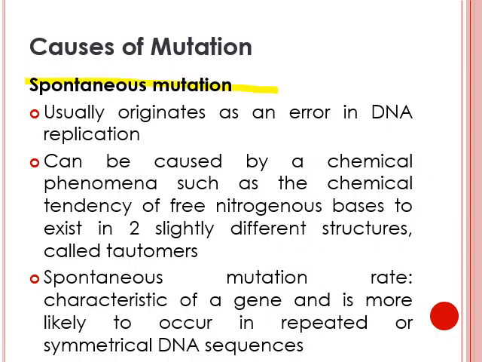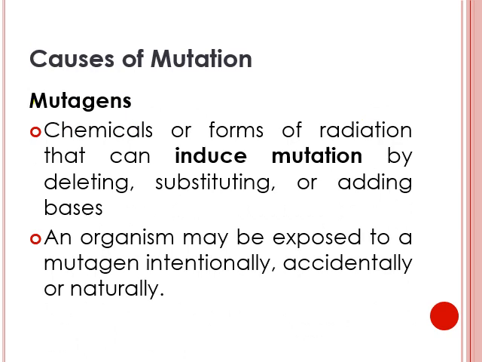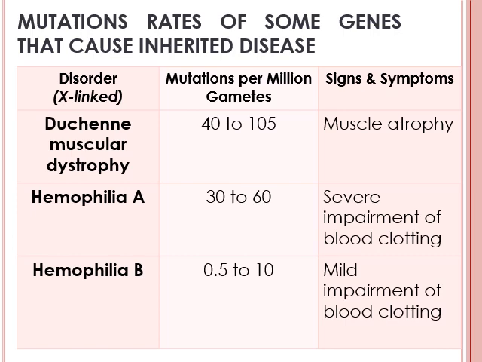We also have spontaneous mutation, which usually originates as an error in DNA replication. The characteristic of a gene is that it is more likely to occur in repeated or symmetrical DNA sequences. Mutagens are chemicals or forms of radiation that can induce mutation by deleting, substituting, or adding bases. So, mutation rates of some genes that cause inherited diseases: Duchenne muscular dystrophy, mutations per million gametes, 40 to 100, hemophilia A 30 to 60, and hemophilia B 0.5 to 10.